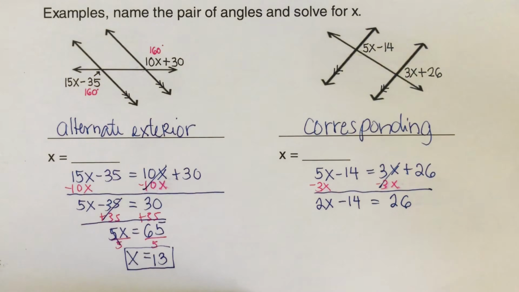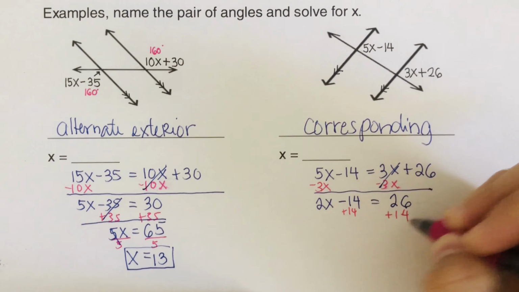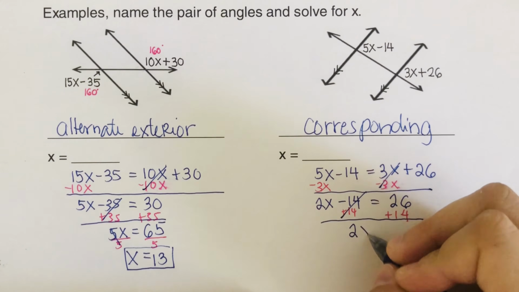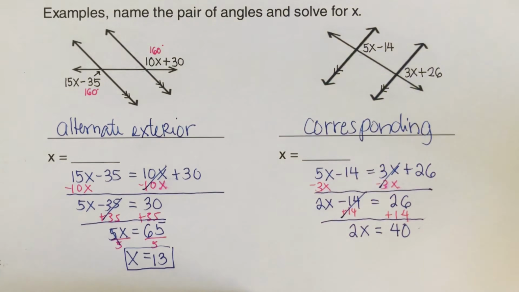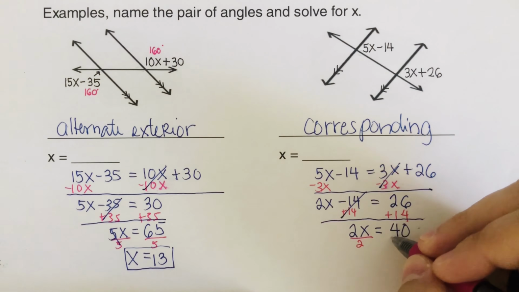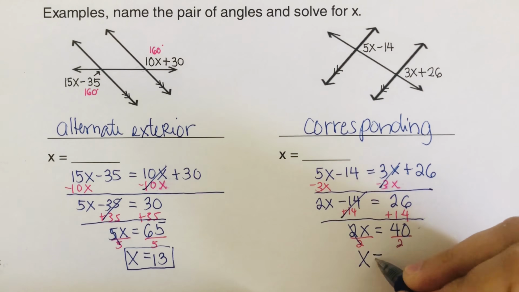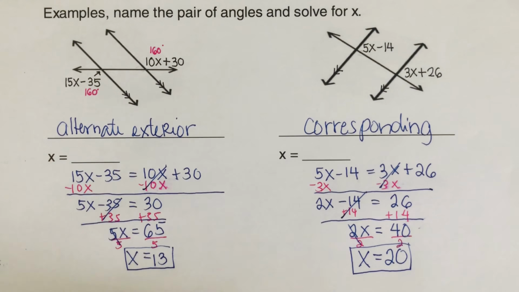Then what we are going to do is add 14 to both sides, so plus 14 and plus 14 over here. So we are left with 2x is equal to 40. And so we divide both sides by 2, divide this by 2 here. So we are left with x is equal to 20. Did you get 20? Good.